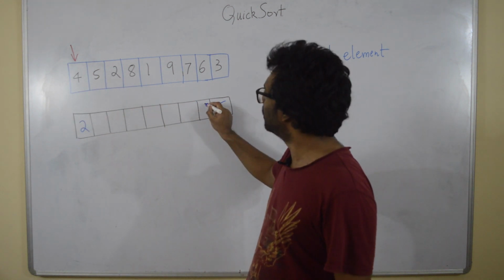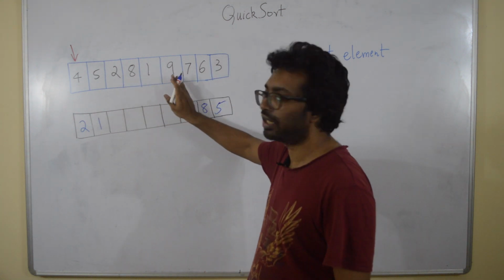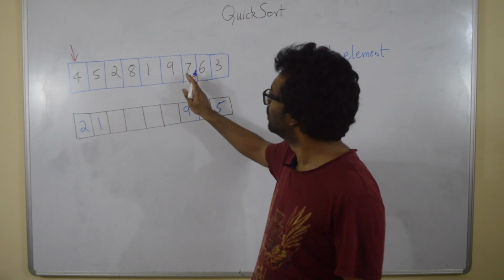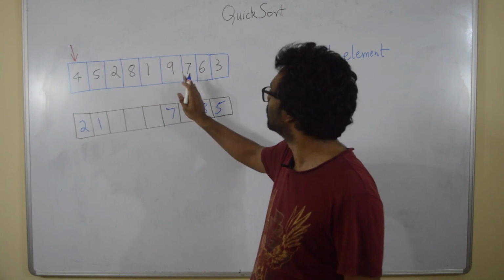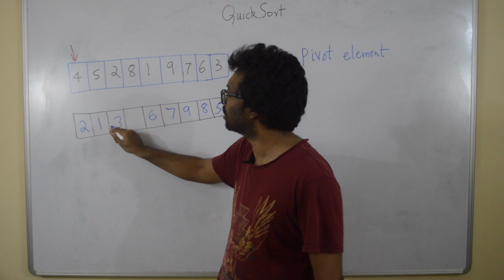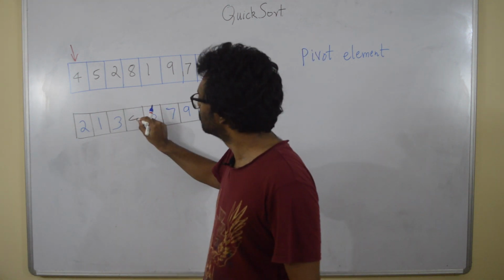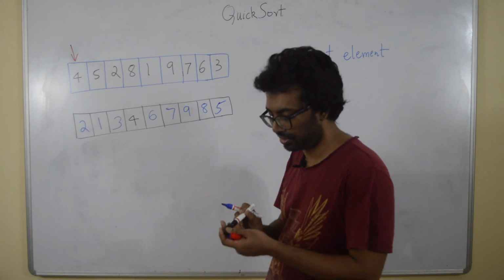8 is bigger, copy it here. 1 is lesser, comes here. 9 is bigger, comes here. 7 is bigger, comes here. 6 is bigger, comes here. 3 is lesser, comes there. And what is here? 4 has to be there. This is my 4, which was my pivot.